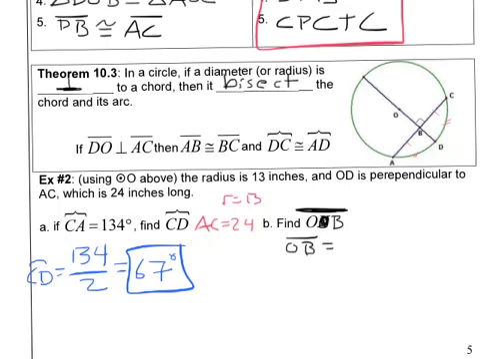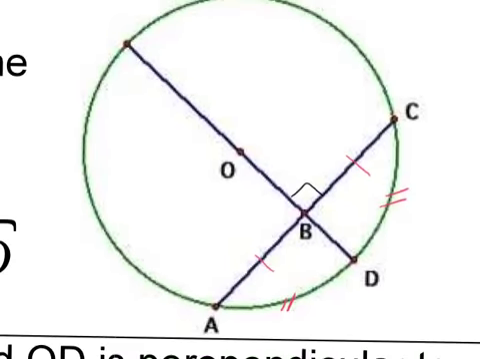Now OB is a little bit trickier. We're going to have to know a couple things. One thing that we need to know is if AC is 24, we should be able to figure out what BC is and what AB is, right? We could figure out that BC and AB must both be 12. So let's zoom into our picture and add that information. So we know that this is 12 and this is 12.